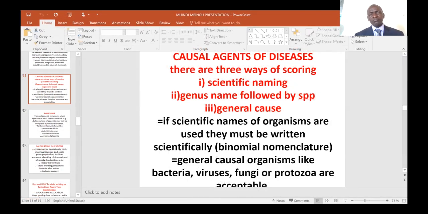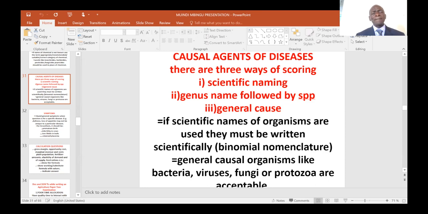There is good news when asked about a disease agent in agriculture, in livestock. You only need to know the category of the disease, whether it is bacterial, viral, or protozoa. So that if asked the causal agent, and you know that the disease is caused by a bacterium, just say bacteria or bacterium. You don't have to look for the exact name of the bacterium.